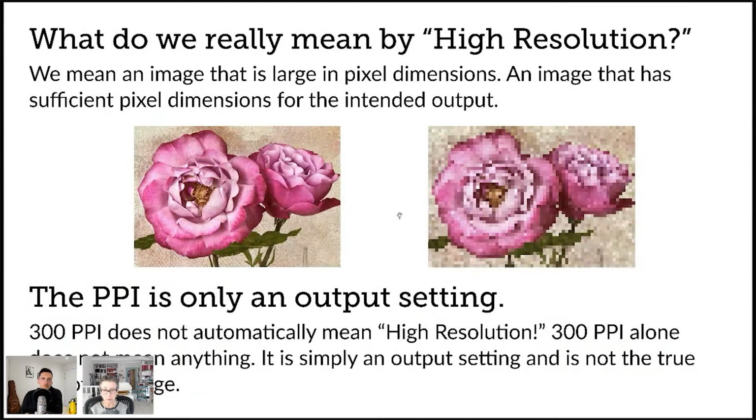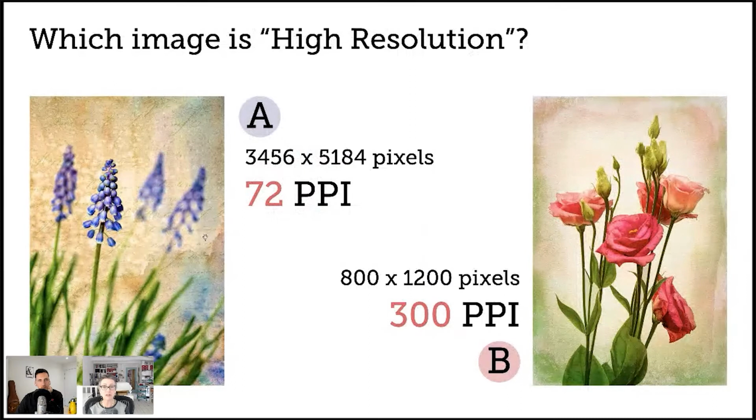And so what we really mean is we want an image that is high in PPI, in pixel dimensions. Let me show you what I mean by that. Let me go back up here. Now this image on the left, image A, if you look at the pixel dimensions, that's really high. It's 3,456 by 5,184. If I change the DPI to 300 without changing the conversion, just changing the resolution output, that'll give me a 17.25 inch high print. This one on the right is set to 300 PPI, but this will only give me a 4-inch high print.